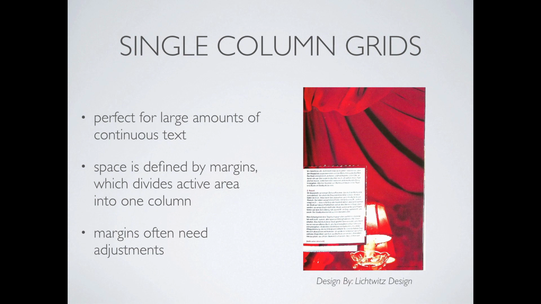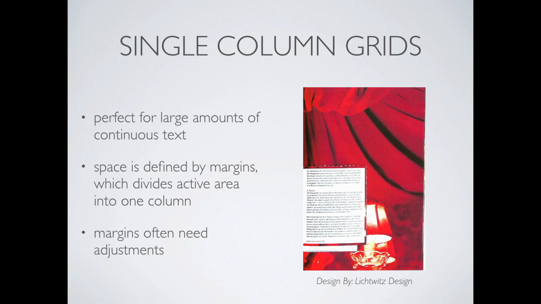Single column grids. Sounds kind of silly, right? Single column grid is essentially the page itself. We're using that whole page to show our content. This is perfect for large amounts of text. Let's say we're doing your English paper or your history paper. There's a whole bunch of text that you got to fit in there. This is a good space for that. The space itself is defined by the margins. We talked about the margins earlier in the class today. That's the space around that big block of text that drives you into the active content of the page.